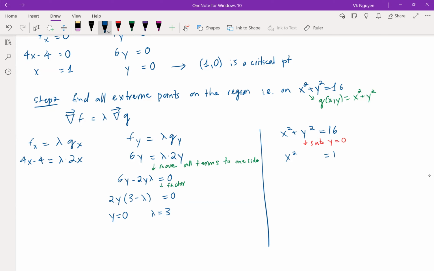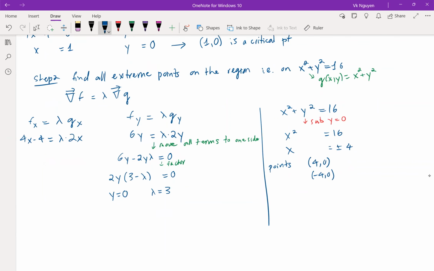With y equal to 0, x squared equals 10, so x equals plus or minus square root of 10. That means you get two points here: (root 10, 0) and (negative root 10, 0). Two of them. Now for lambda equal 3.